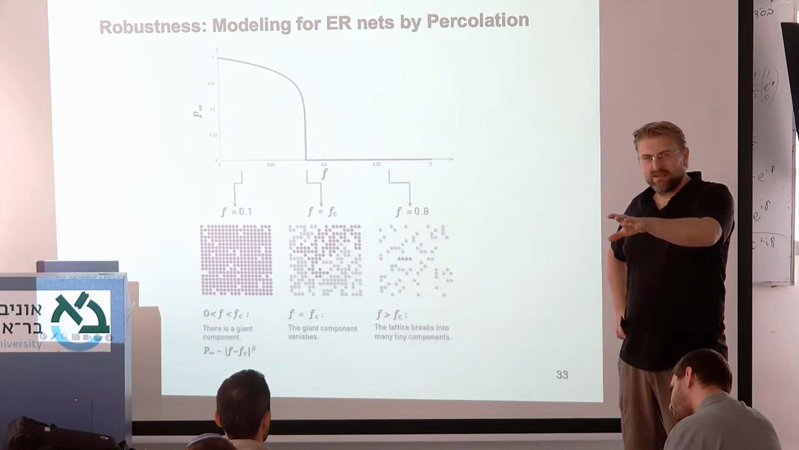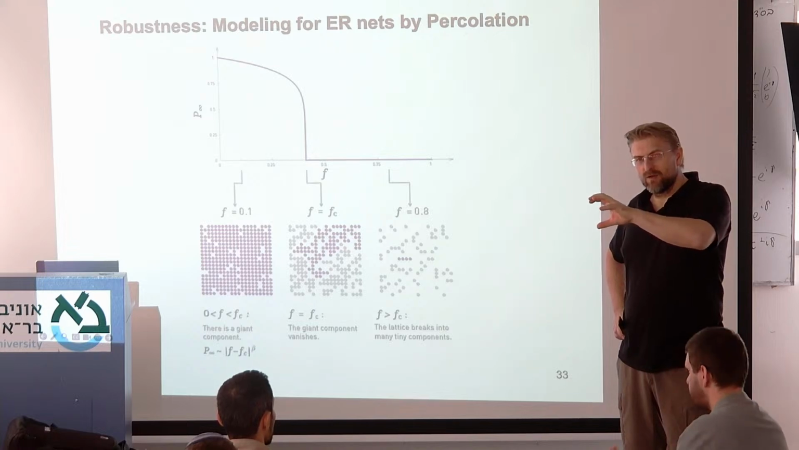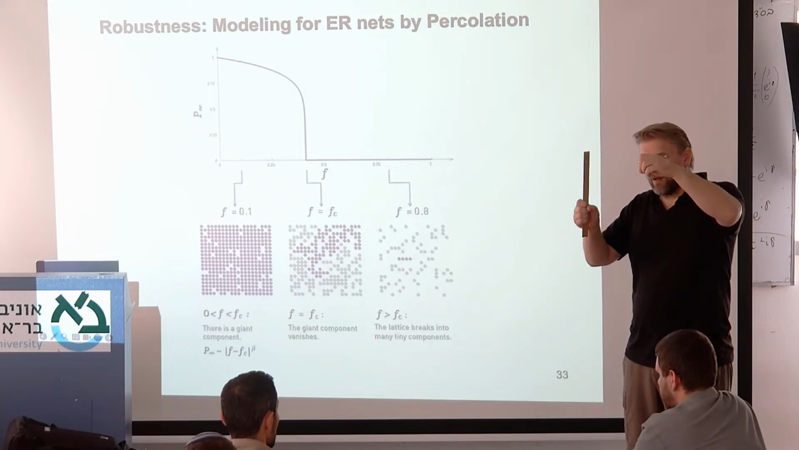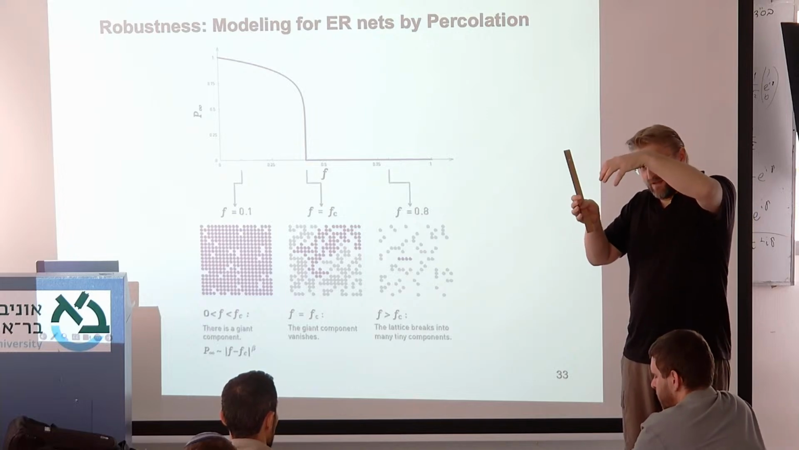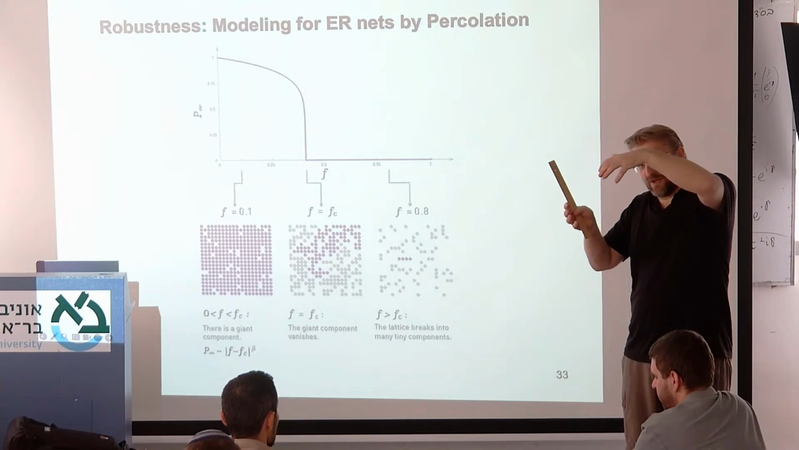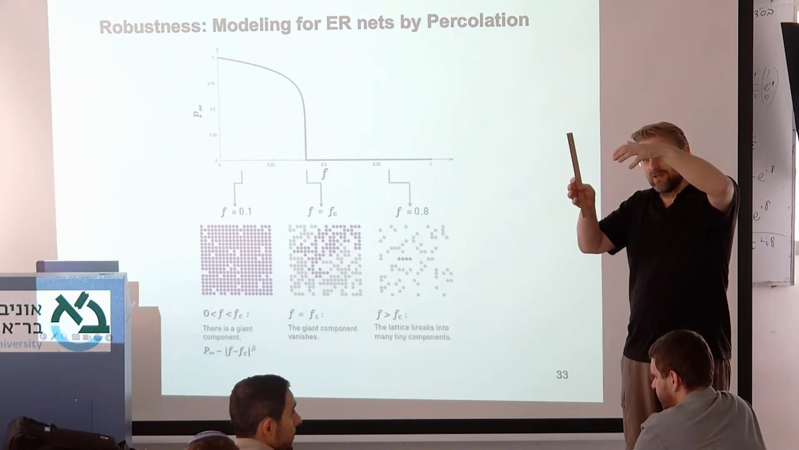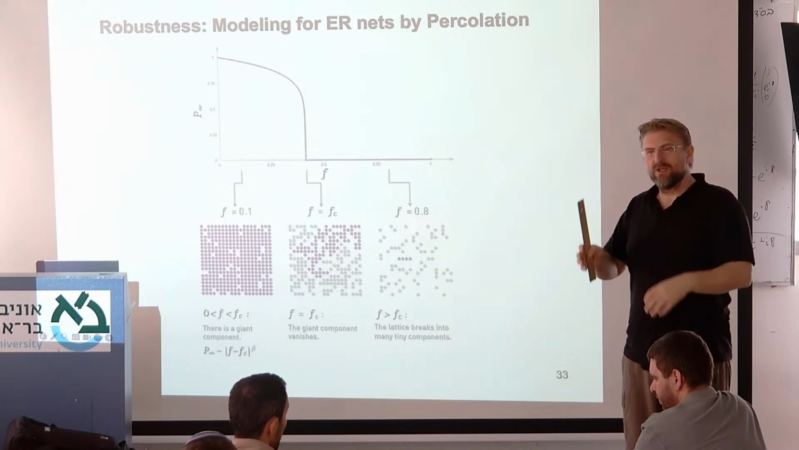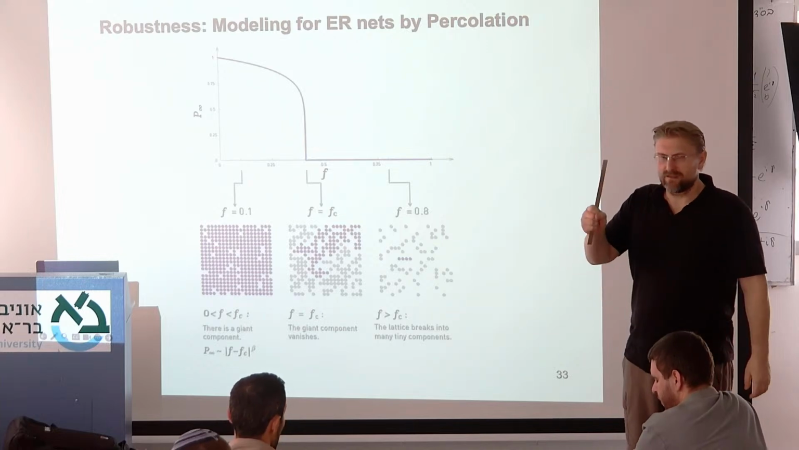But if it is a random failure in the network, then it is more robust, because it's very unlikely, if you have random failures, that they will be exactly at the place of the hubs, right? So it's more resilient to random failures, but it is more vulnerable to targeted attacks, okay?